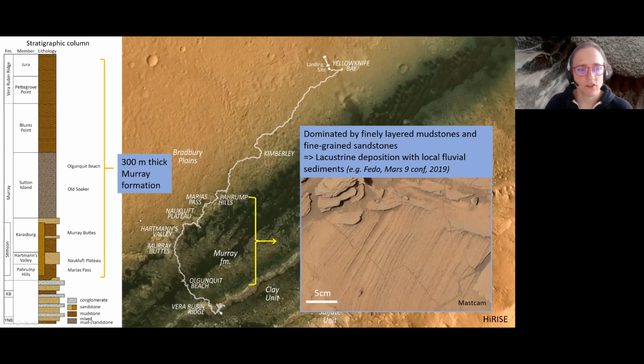So the majority of the other rocks that the rover has encountered are very finely layered mudstones and sandstones, which are very typical of lake deposits. So exactly what we expected from the orbital data.